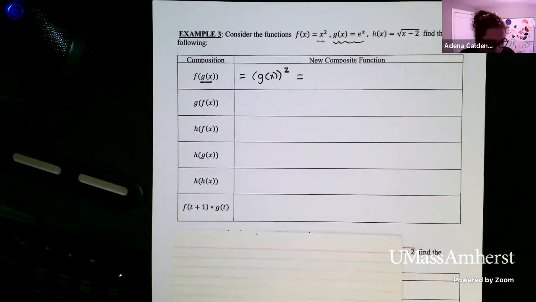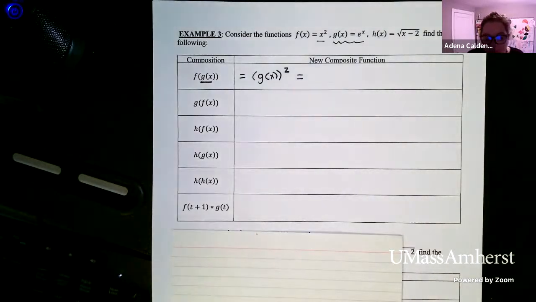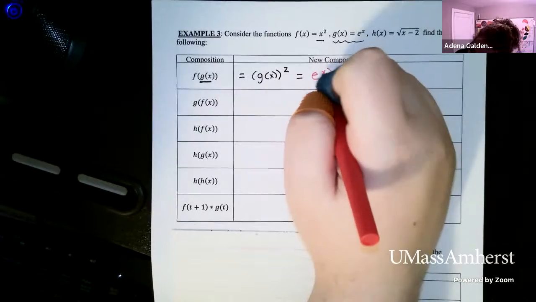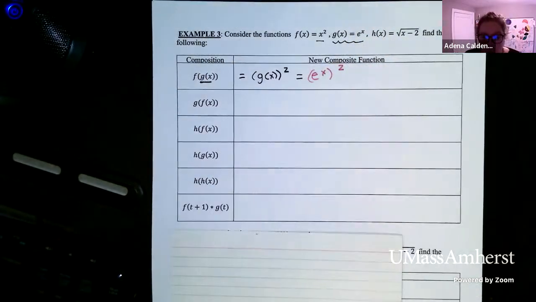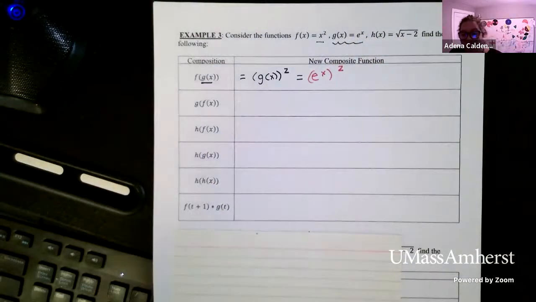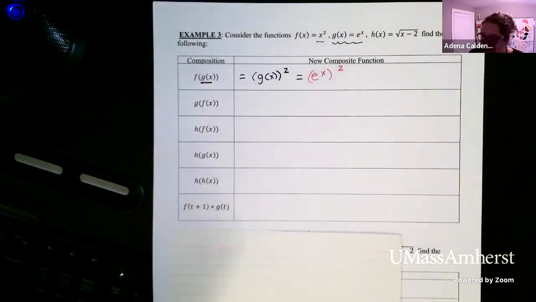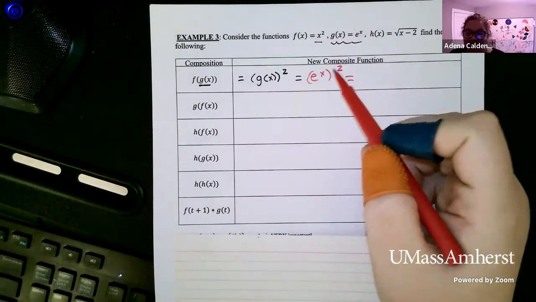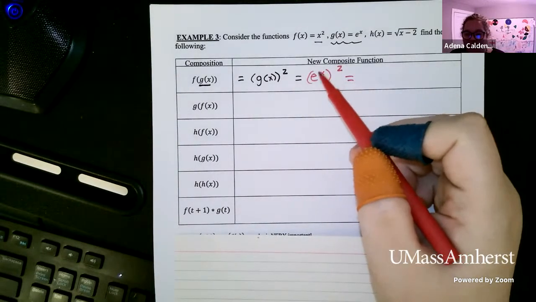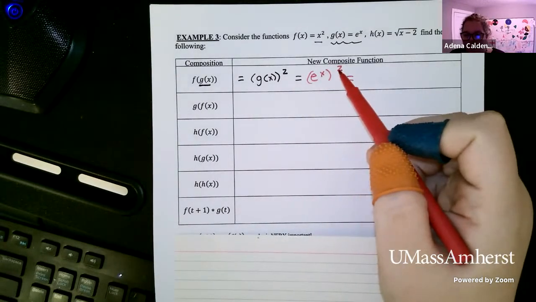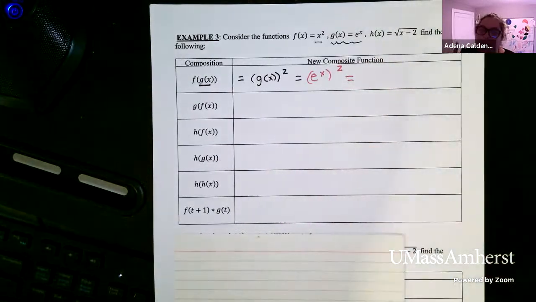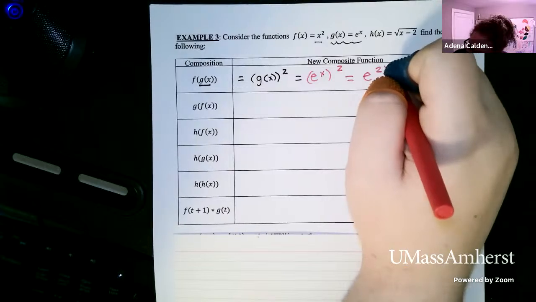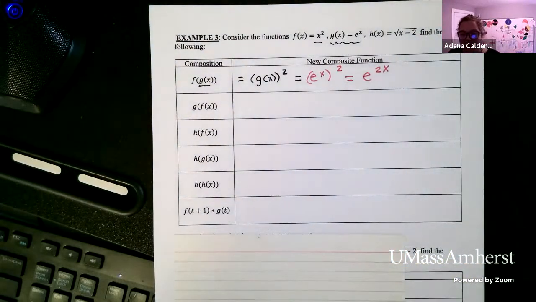Okay, so let's do that in a different color. Once we plug in that function, we have e to the x squared. Now we need to think about what that means algebraically. If you have a power raised to a power, so e to the x is the first power, but then that's raised to the 2 power, you multiply those 2 powers together. So this is e to the 2x.